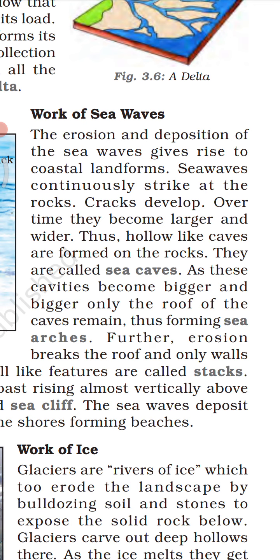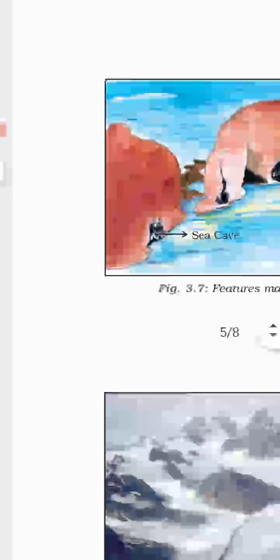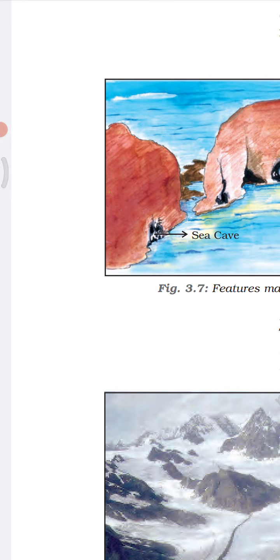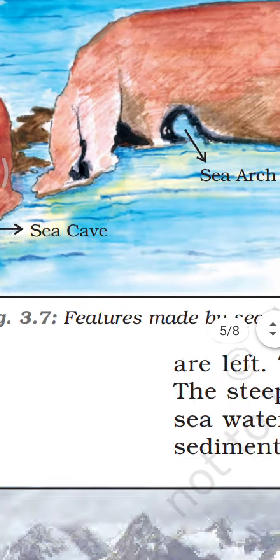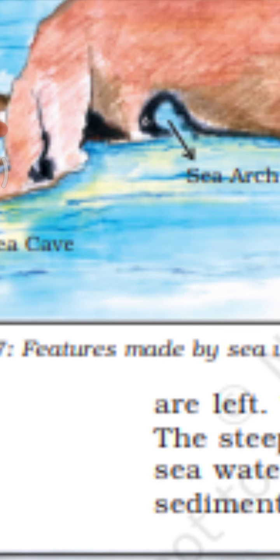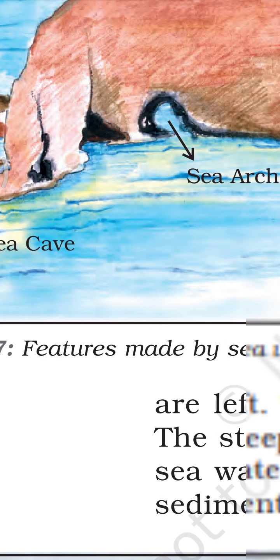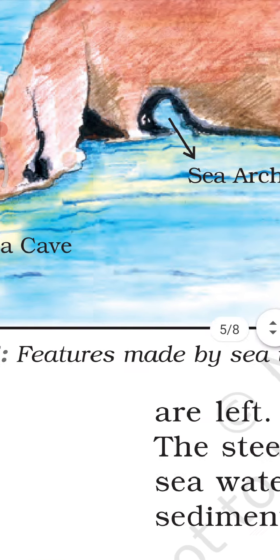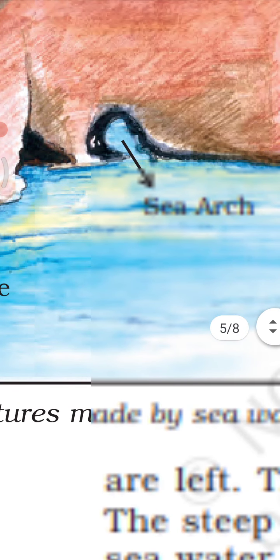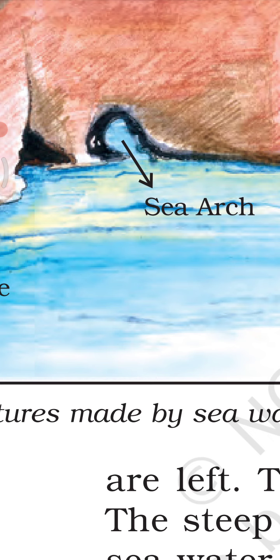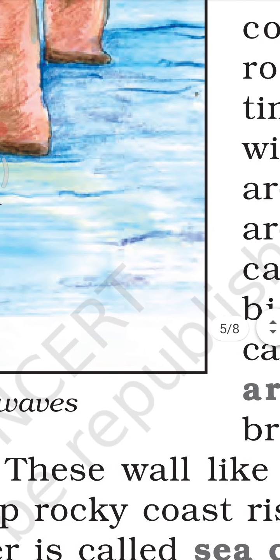As these cavities become bigger and bigger, only the roof of the cave remains, thus forming a sea arch. Now see, when the water continuously strikes against a rock, it passes through the rock. It cuts the rock. Now see, only the roof is there, and from downside the water is coming from one side to another. It is called a sea arch.